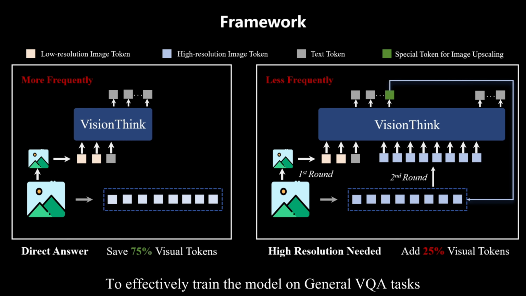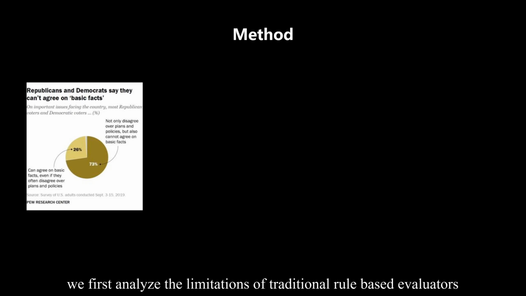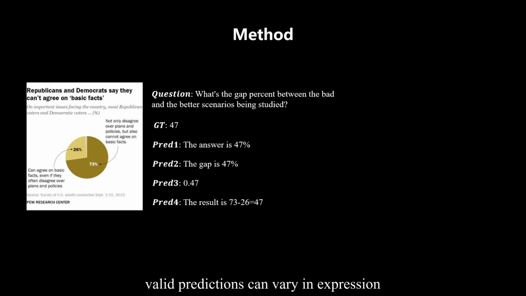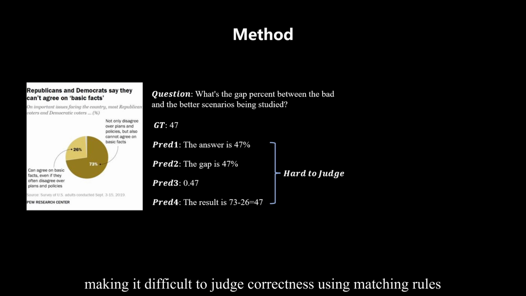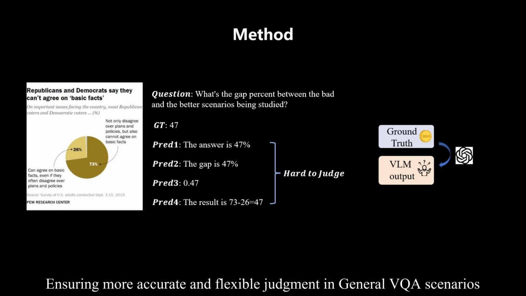To effectively train the model on general VQA tasks, we first analyze the limitations of traditional rule-based evaluators. As shown in the figure, while the ground truth answer is 47, valid predictions can vary in expression, such as those shown in predictions 1 through 4, making it difficult to judge correctness using matching rules. Therefore, we use a LLM as judge strategy to perform answer evaluation purely based on text, ensuring more accurate and flexible judgment in general VQA scenarios.